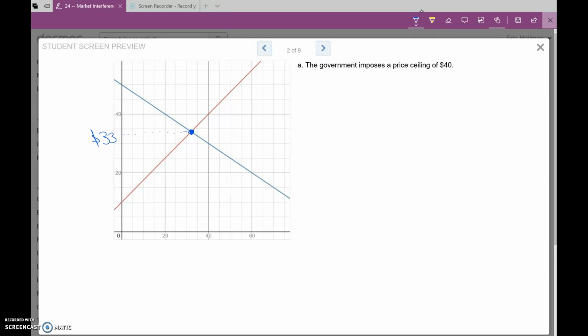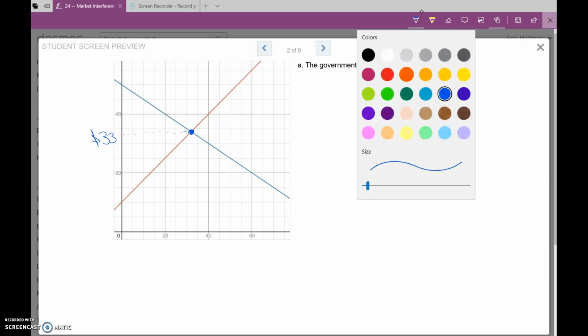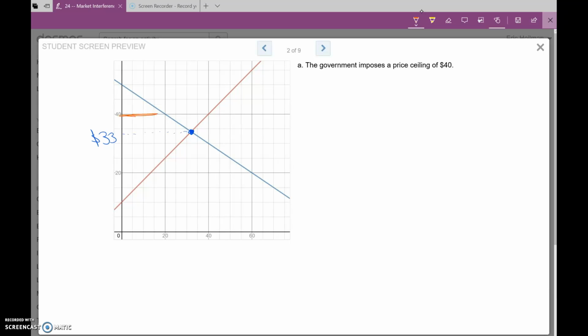What happens if the government comes in and imposes a price ceiling of $40? So the government's going to come in and say, all right, right here at $40, ooh, sorry, it's a very messy line. You are not allowed to charge more than $40. So this would actually have no impact on anybody because the market price is already below the ceiling. It's $33. People are like, okay, I'm not allowed to charge more than $40. That's fine. We're all happy here at $33.